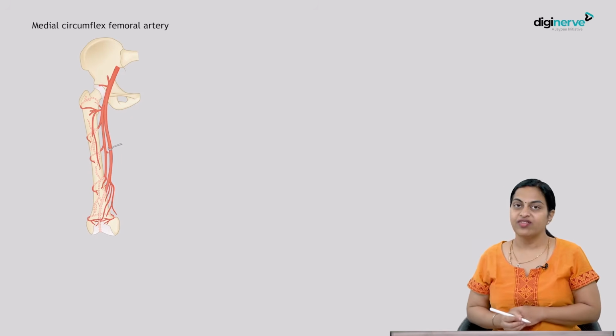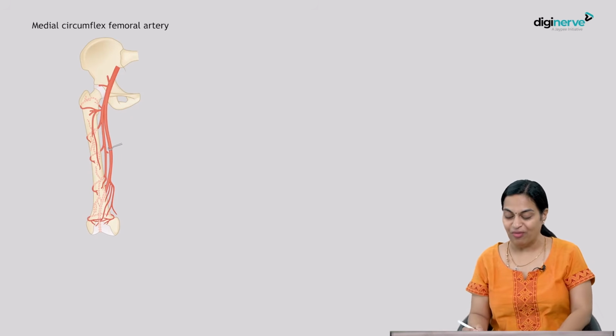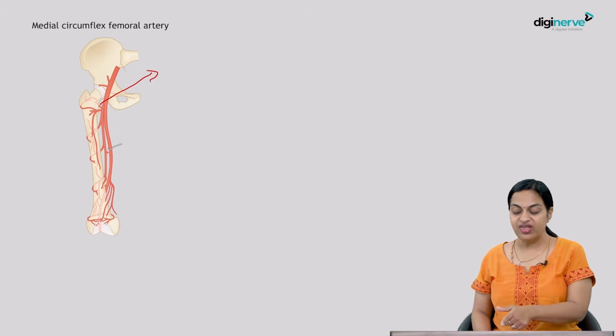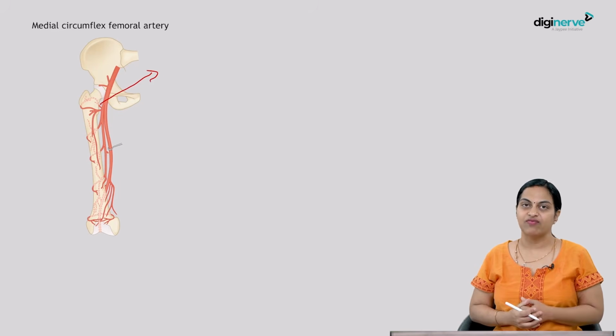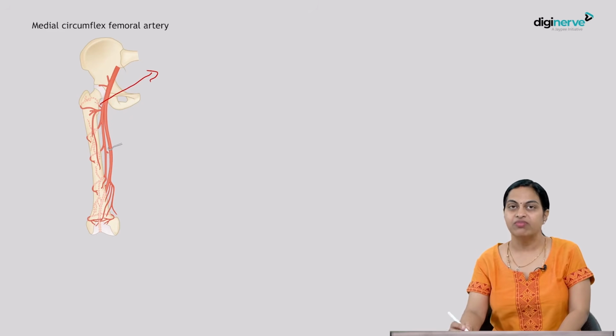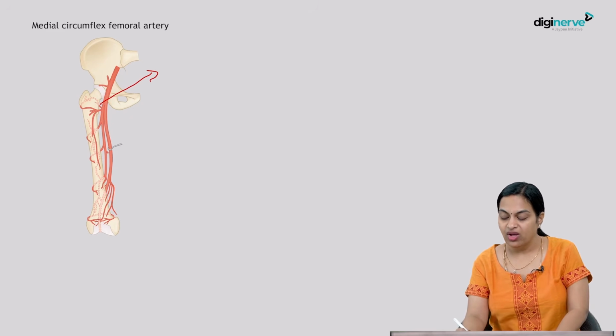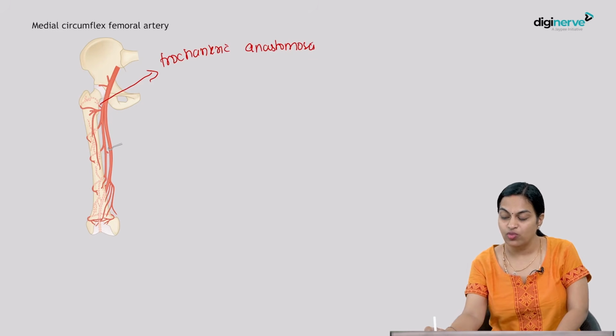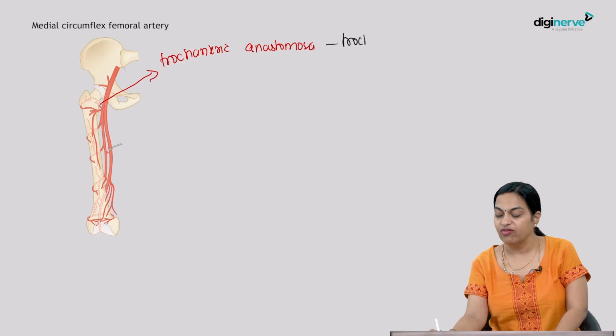Now, let us look into the next branch of this profunda femoris, the medial circumflex femoral artery. You can see it spiraling around the medial surface of the shaft of femur, right? So, branches from the medial circumflex femoral, if you see, a branch that goes for contribution to the trochanteric anastomosis. Now, you can tell me where is the location of the trochanteric anastomosis? In the trochanteric fossa. Okay.